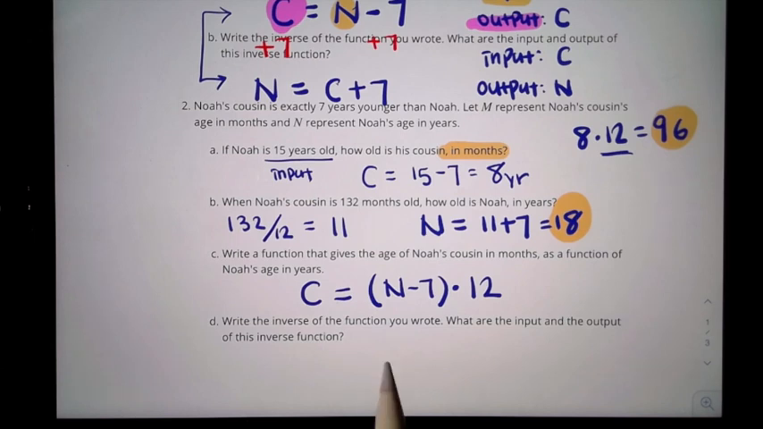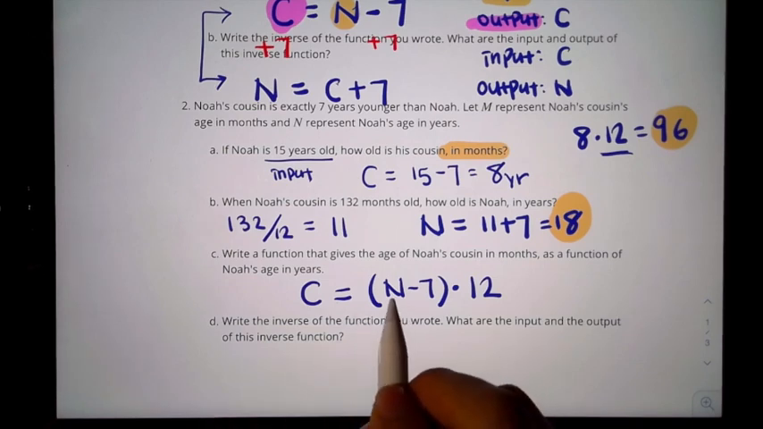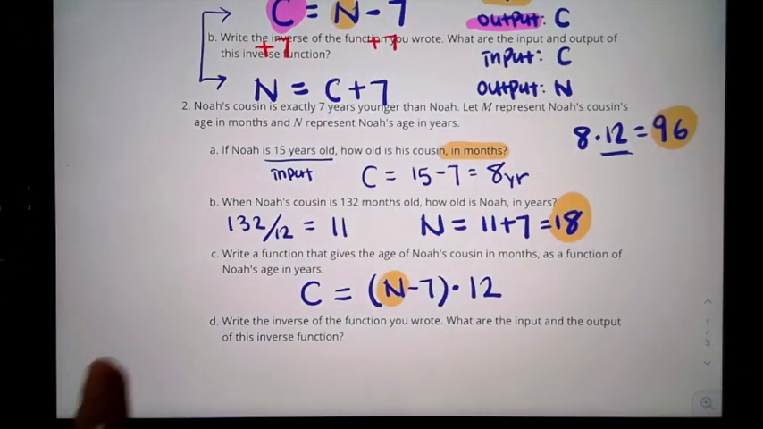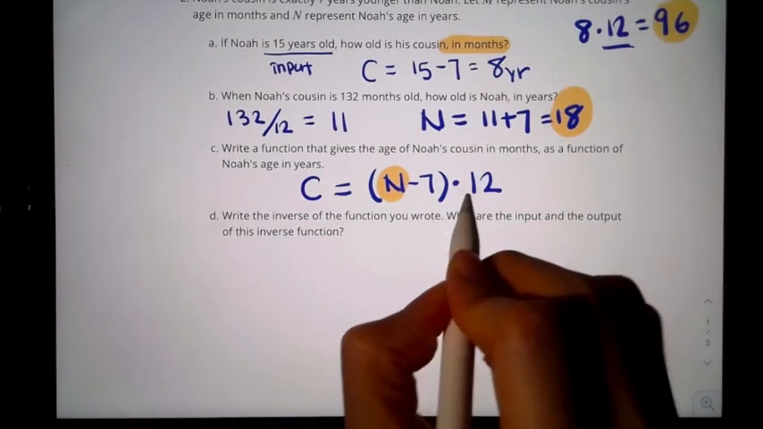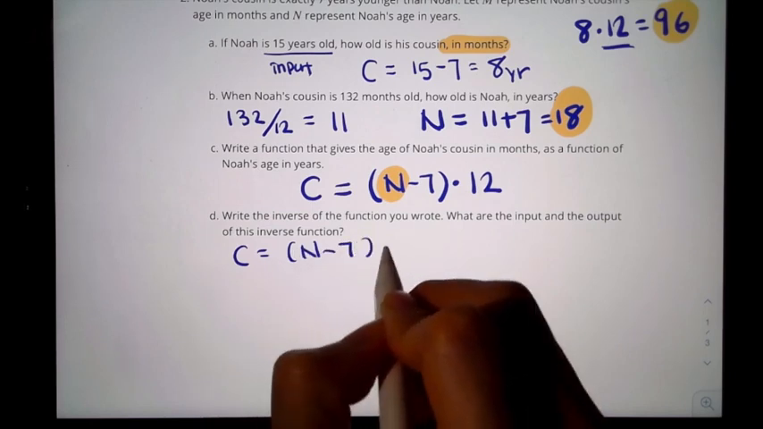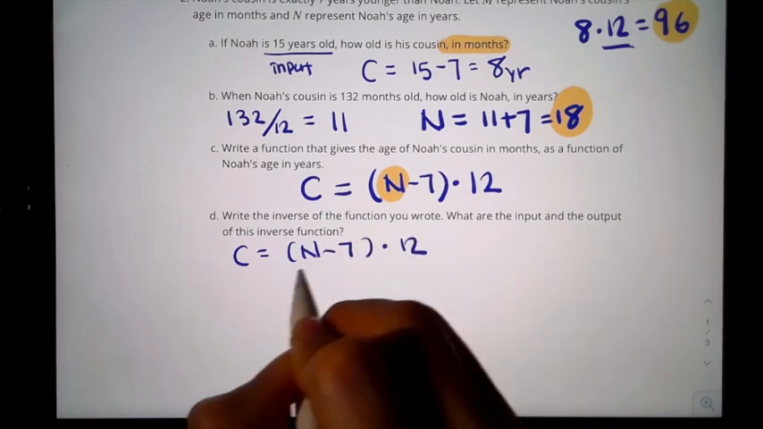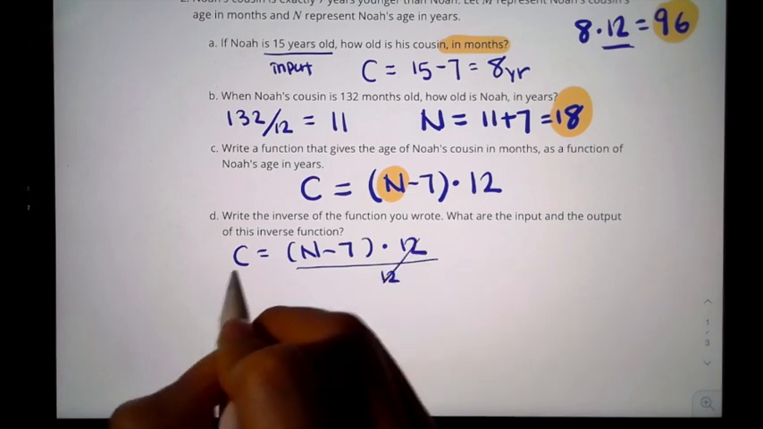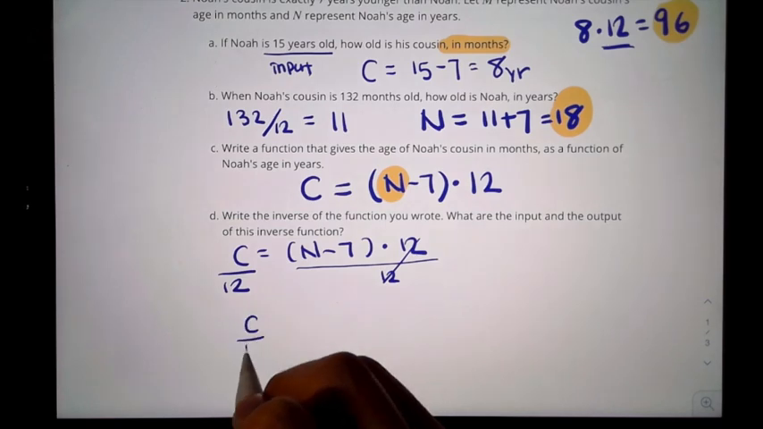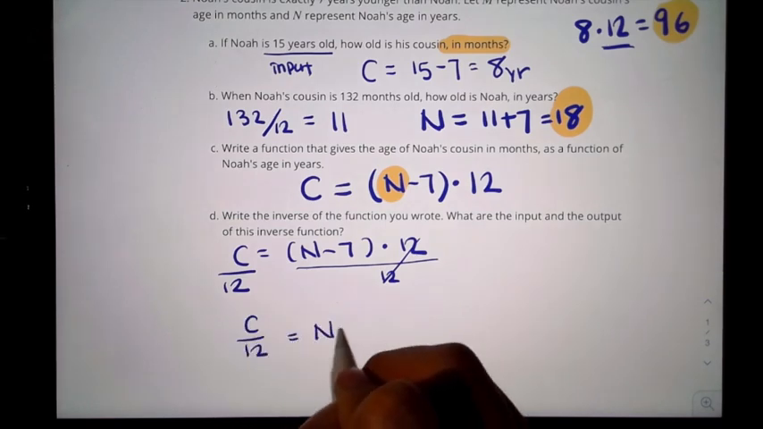And write the inverse of the function you wrote. What are the input and output of this inverse function? For this one, to get the inverse, we need to solve it for N, right? So we will solve it for N. I will keep working here. Let's divide it by 12 first. Let me copy this one first. C equals N minus 7 times 12, and we divide it by 12. Then C over 12 equals N minus 7.